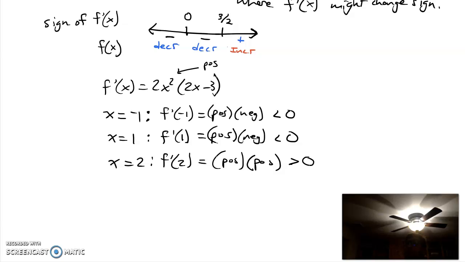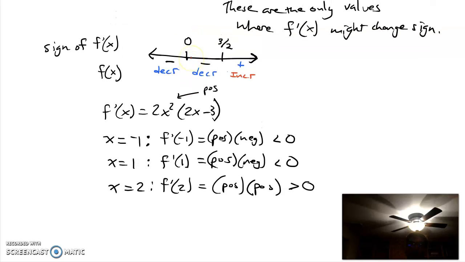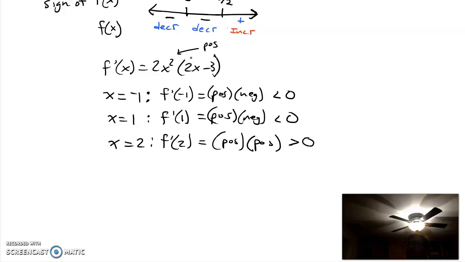So what we could say is that it's going to be increasing from 3 halves to infinity, and it's decreasing the rest of the time. So it gives me a strategy to analyze my function. I could also, of course, analyze it a bit more using my second derivative, but notice the video is getting long, so I'm just going to pause here and call it a day for everybody.